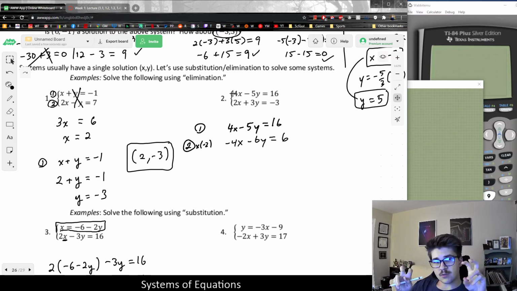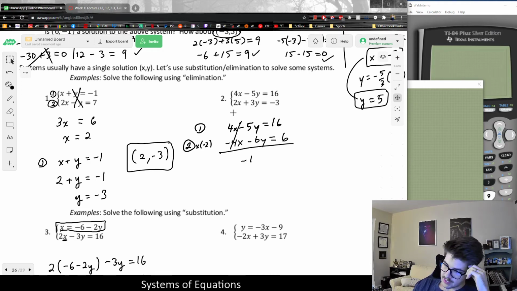Now it's ready to eliminate, right? Because when I add the left-hand side together, 4x minus 4x would make 0. And negative 5y plus negative 6y would make negative 11y. 16 plus 6 would be 24. Sorry, not 24, 22. That's much better because it's divisible by 11. And then I could divide by negative 11, solving for y, which is equal to minus 2.